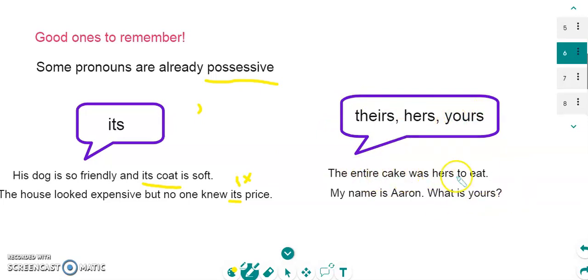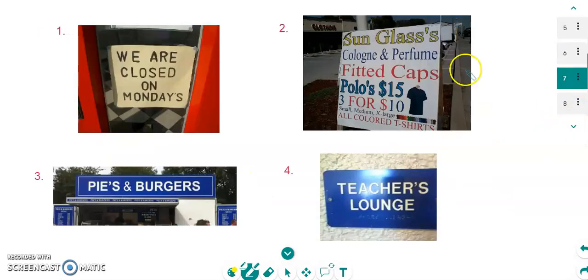So, here we have the same situation with theirs, hers, and yours. The entire cake was hers to eat. Hers is fine. My name is Aaron. This is yours. Yours. We don't need an apostrophe. Perfect as they are. Now, just to finish up, I've got a few pictures here, some real life mistakes that people have made, mainly with shops, in the use of their apostrophes, and maybe we can go through them together.